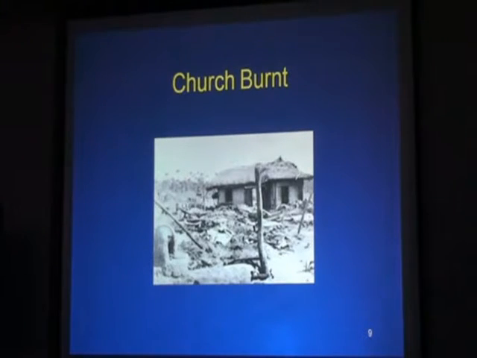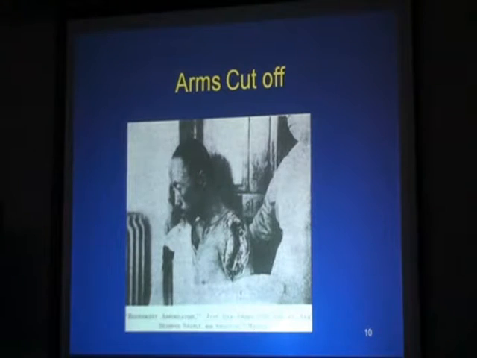This is the scene after the church was burnt. This is the picture at Yonhee, at the time Severance Hospital, taken by a missionary. The person's arm was cut off on both sides. This kind of extreme atrocity was common at the time.